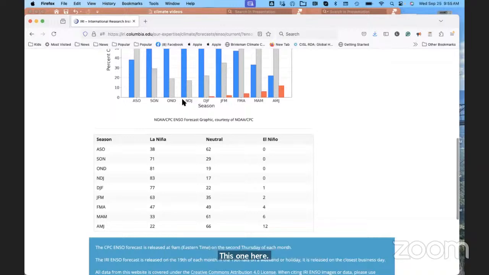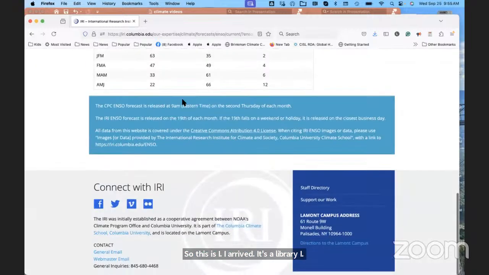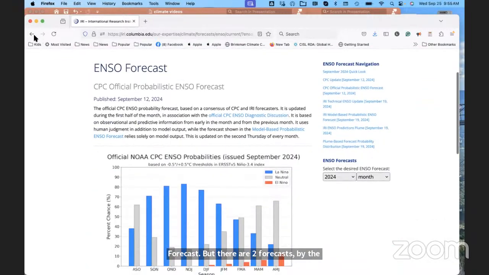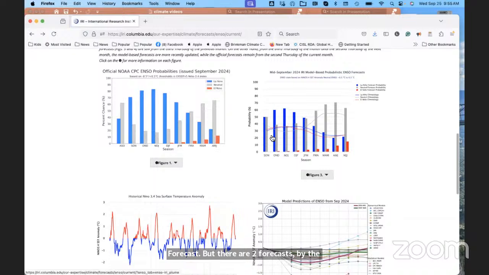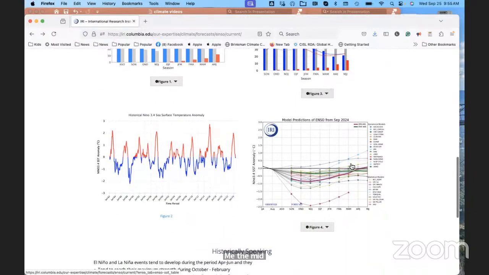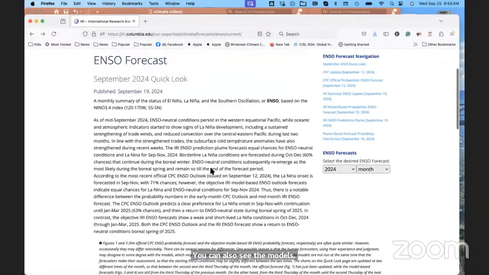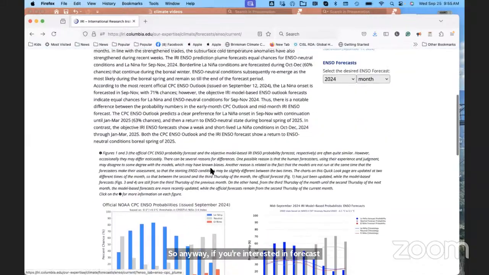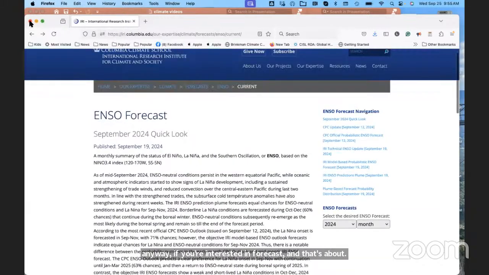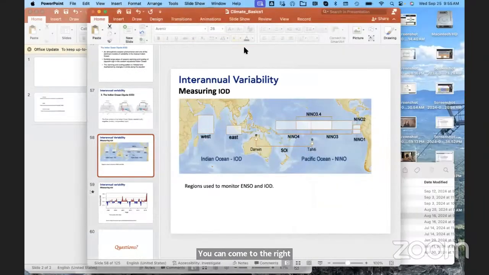So this is the IRI data library, the IRI forecast, but there are two forecasts, by the way. There's the IRI forecast and there is the NOAA forecast. I think this one is now mid-September. I think it's the same thing. You can also see the models and the current time series. So if you're interested in the ENSO forecast, you can come to the IRI webpage, which is what I just showed you. Okay.